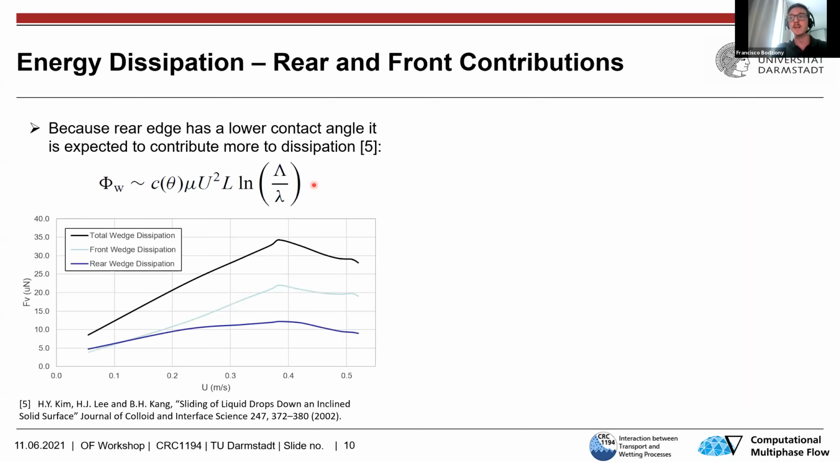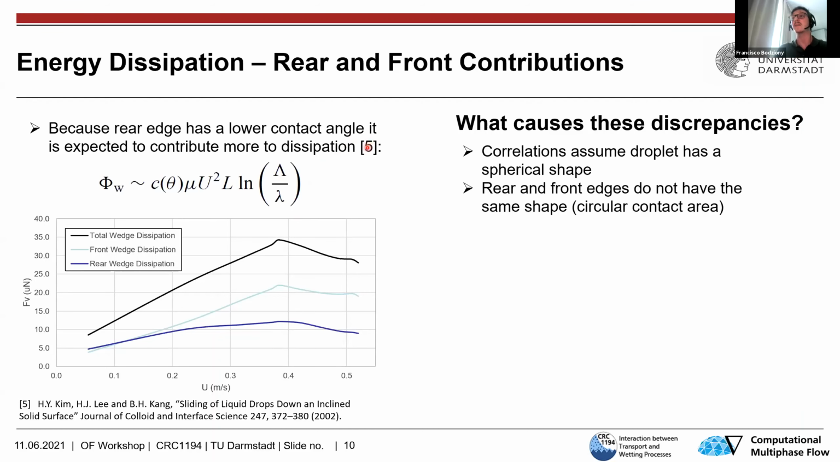This is exactly opposite of what we see. In fact, the front contribution is almost twice as high in terms of the energy dissipation, and there are two main causes of this. The first one is that these correlations assumed that the droplet shape is somewhat well behaved, or if you want, a half hemisphere, so it's not very skewed.